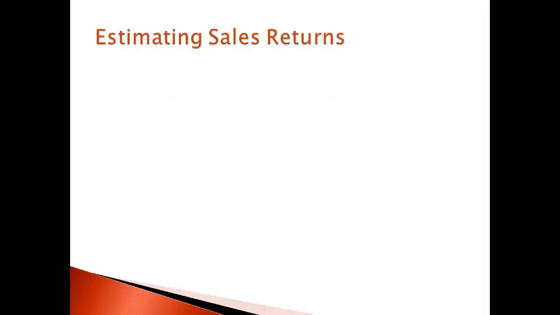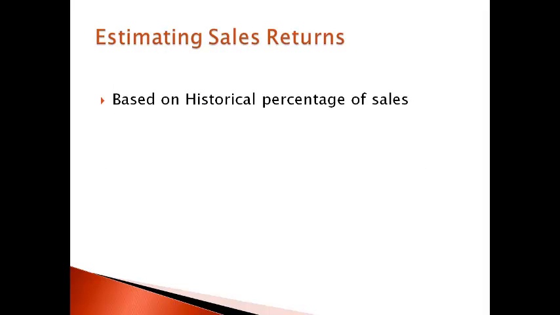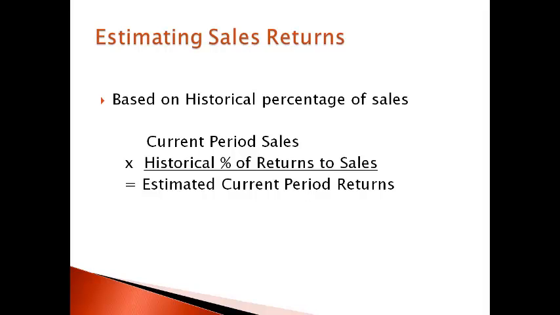The amount estimated for sales returns is generally determined using a historical percentage of sales. Sales for the current period is multiplied by the historical percent of sales return to get the estimated returns for the current period. This is the amount that reduces sales to get net sales.